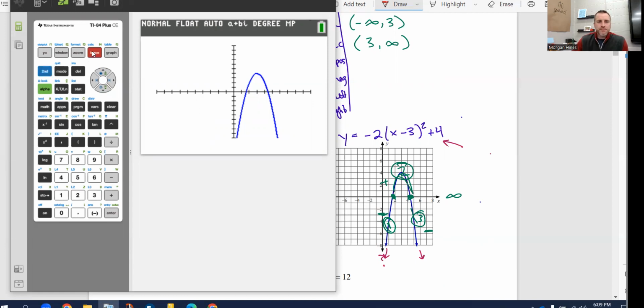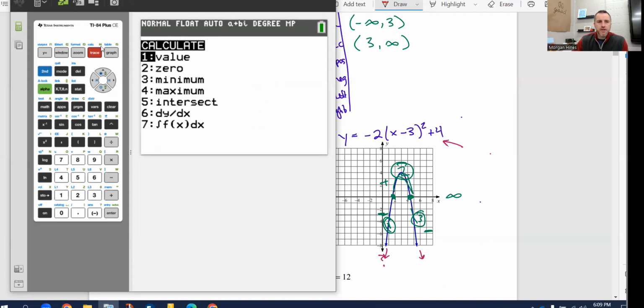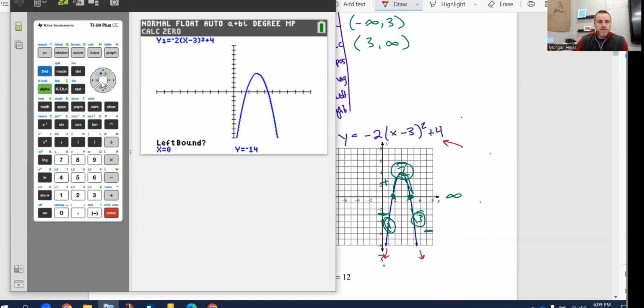You can hit second and trace. It should take you to this calculate screen, because that's what it says in the little blue letters, calc. We want to go down to 0, because that's an x-intercept. And then it says left bound. You're like, where's my cursor? The blue 0, -14, that tells you where it is. It's just a little too low for me to see right now. There it is. Okay, so the first point is right around there. That's not the point. See how y is not equal to 0 right now? That's not the point. It's just close.